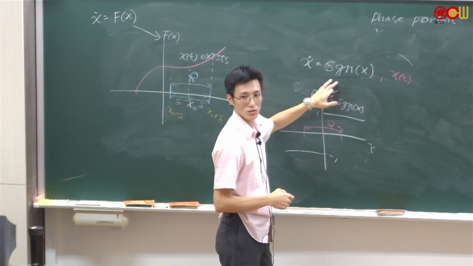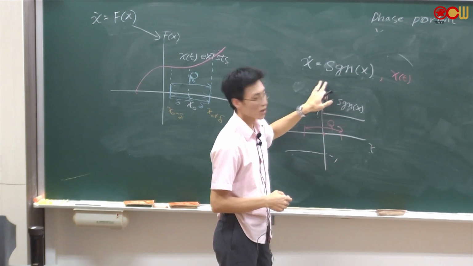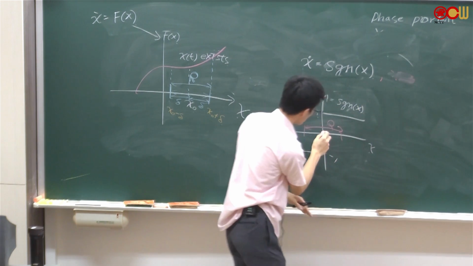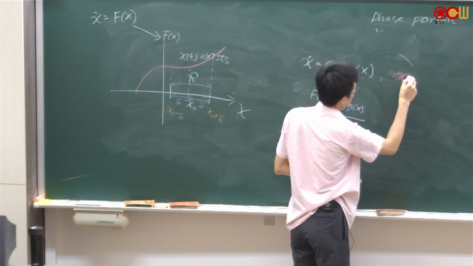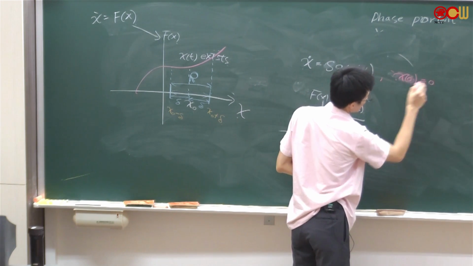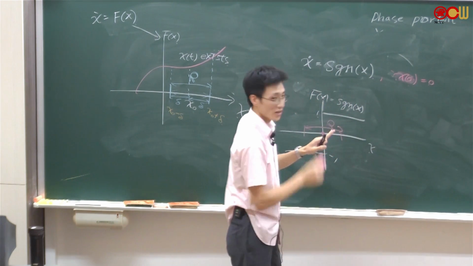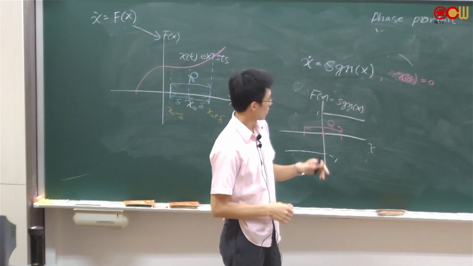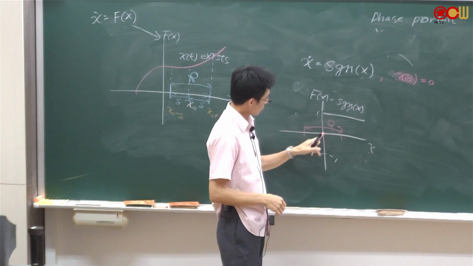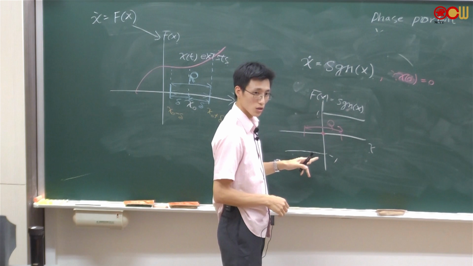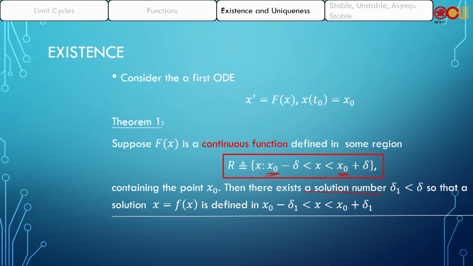Is there any way to solve for what this solution is? Actually it does not exist. If your initial condition is 0, there's no solution, because at 0 this function is not continuous. And back to here, it's not continuous at x equals 0.